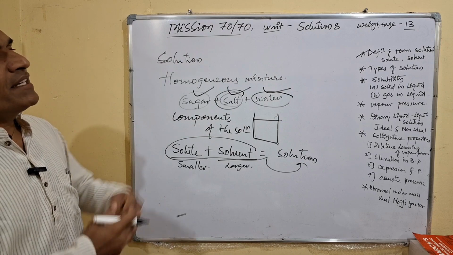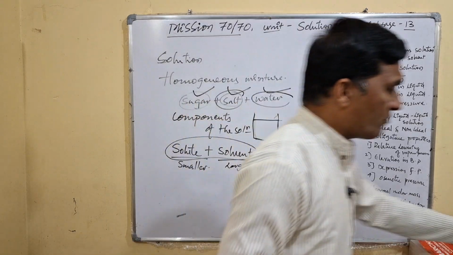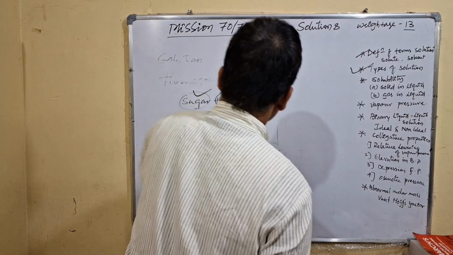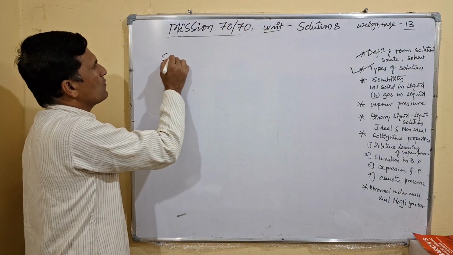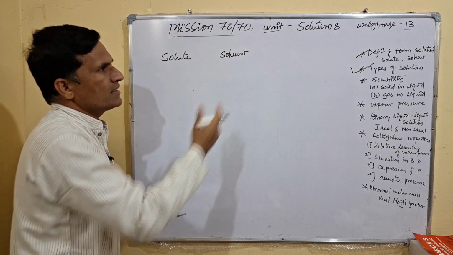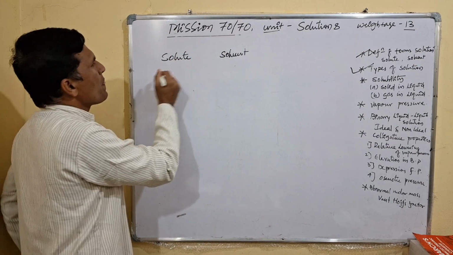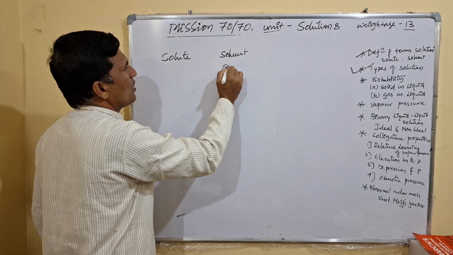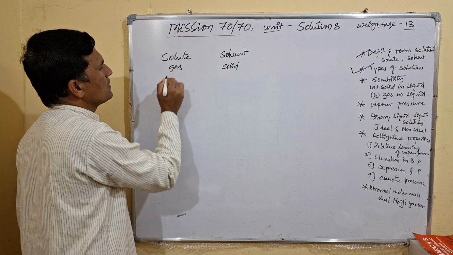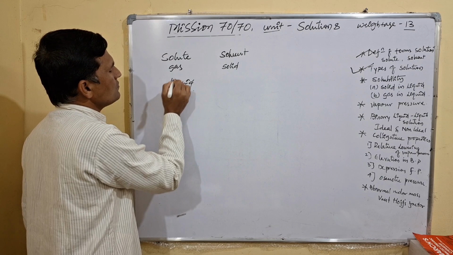Now there are many different types of solutions, so we will go with that. I will give one example of each because it is a very important 1 mark question. Based on the type of solute and solvent, we are categorizing these solutions into various types. We will take them fast. The solvent we will keep as solid. For example, the solute can be gas, then liquid, then solid itself.